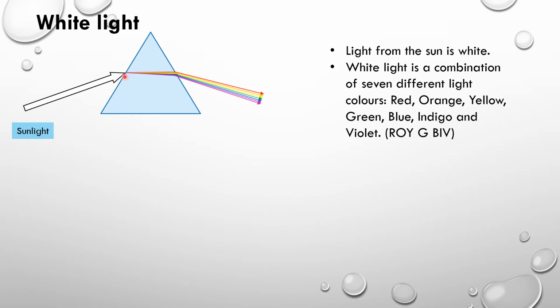So when white light travels from one medium, or one type of transparent material, and goes into a different medium, it will change its direction. The purple colors bend the most and the red colors bend the least. So as they go through two different changes, we get dispersion, or separating, happening.